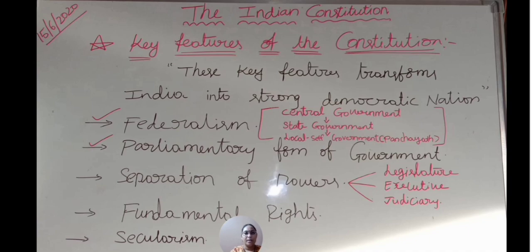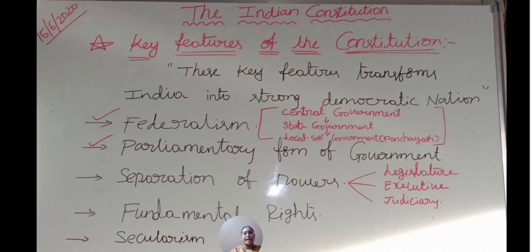The first one is separation of powers. Our Indian constitution gave the government three organs: legislature, executive and judiciary. We already came across these three organs, right? Legislature refers to the making of laws and elected representatives. Our elected representatives are responsible for making the laws through the organ of legislature.